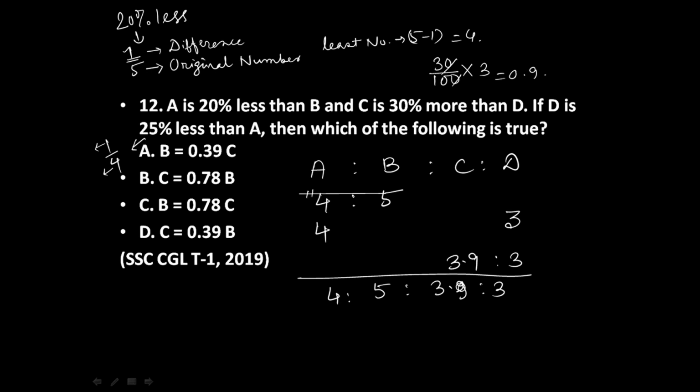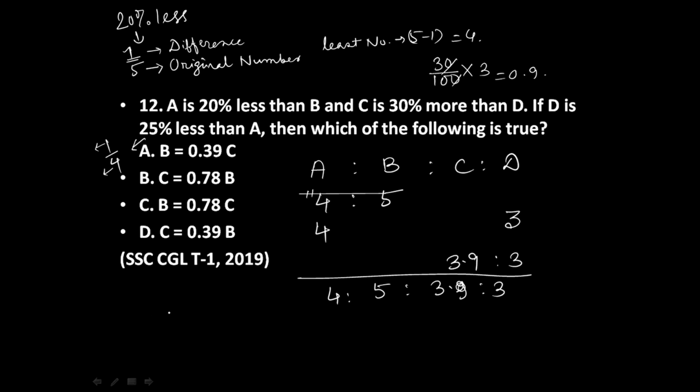So it says you have to make an equation from here, that B equals 0.39 of C. Is it? B is 5. So 5 equals 0.39 C. No, it's not. Then it says C equals 0.78 B. Is it true? I hope it is.